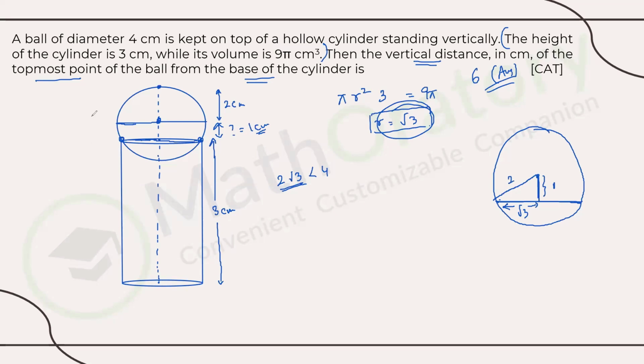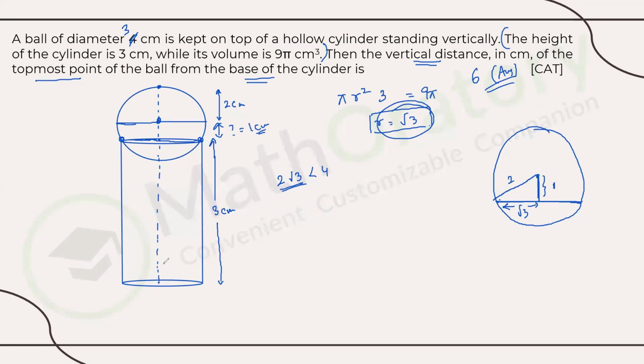So for example, if this thing, instead of 4, would have been 3 centimeter, then 2√3 is actually greater than 3, right? So if 2√3 is greater than 3, this particular ball has dropped down. Something like this has happened, isn't it? So the topmost point from the base is basically the diameter of the ball. So there is nothing to solve for that question, right?